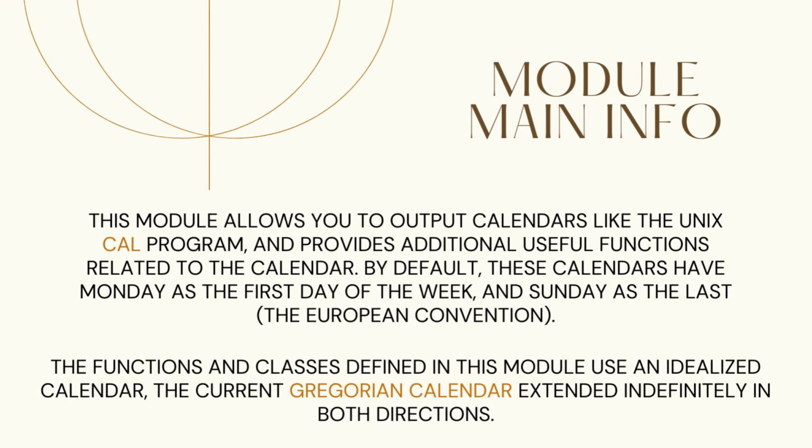The module allows you to output calendars like the Unix cal program, and provides additional useful functions related to the calendar. By default, these calendars have Monday as the first day of the week, and Sunday as the last, the European convention. We can change it. The functions and classes defined in this module use an idealized calendar, the current Gregorian calendar extended indefinitely in both directions.